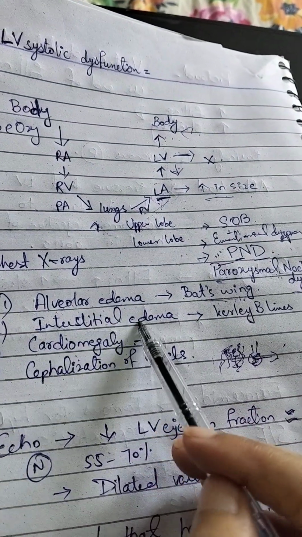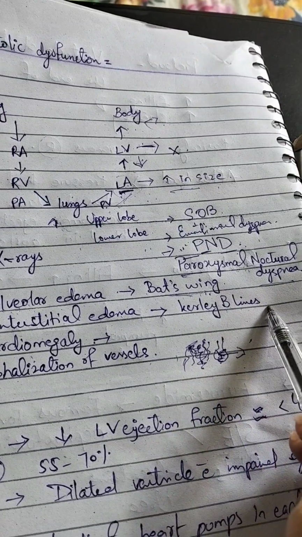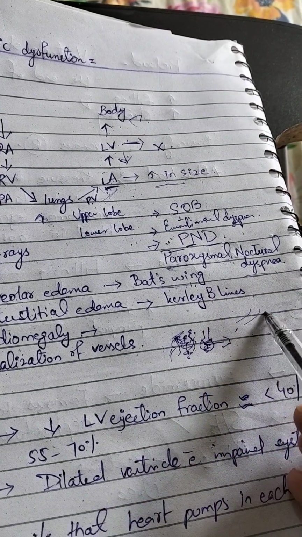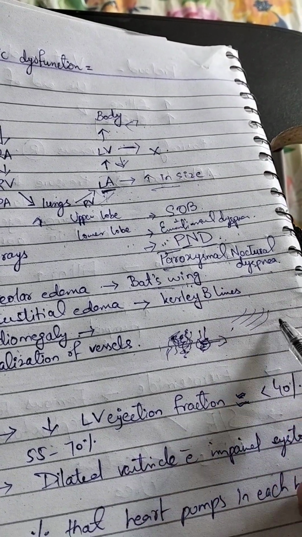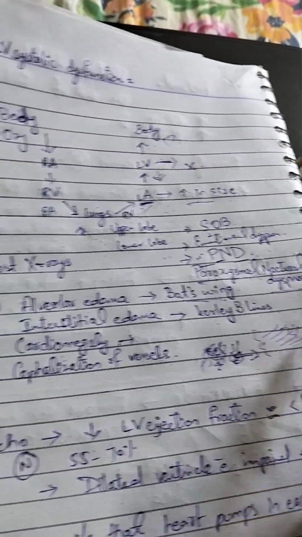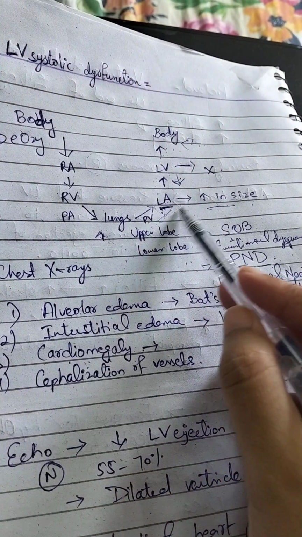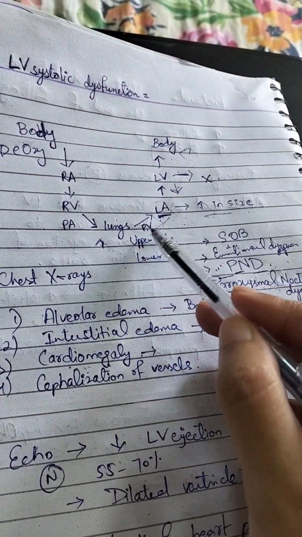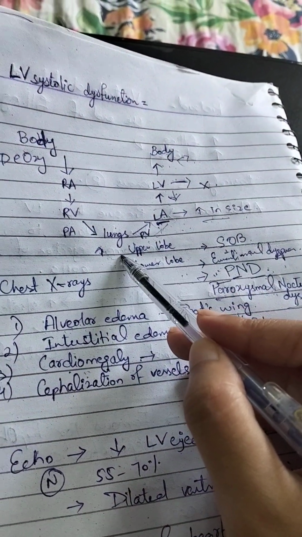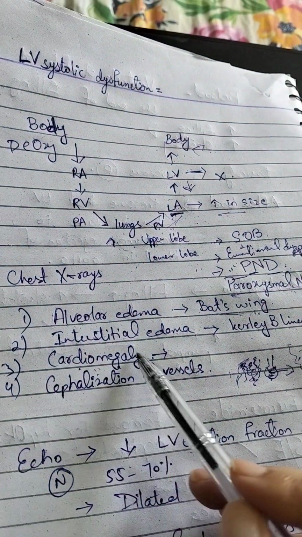And there is interstitial edema as well, which is termed Kerley B lines. They are horizontal lines coming at the costophrenic angle. And what else? Cardiomegaly. Obviously the left atrium was increasing in size and blood was pooling backwards in the lungs, so there will be cardiomegaly.